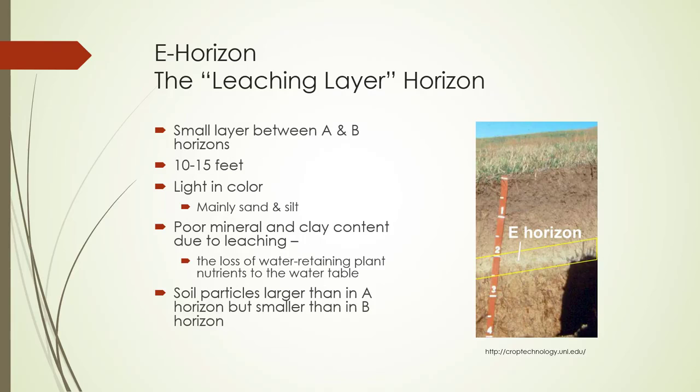Okay, the E horizon is called the leaching layer, and that's the small layer between A and B. It's 10 to 15 feet deep, very light in color. It's going to be mostly sand and silt. It doesn't have a lot of mineral and clay content because it's leached. This is also where water-soluble plant nutrients are leached into the water table. Soil particles here are larger than in the A horizon, but smaller than in the B horizon.